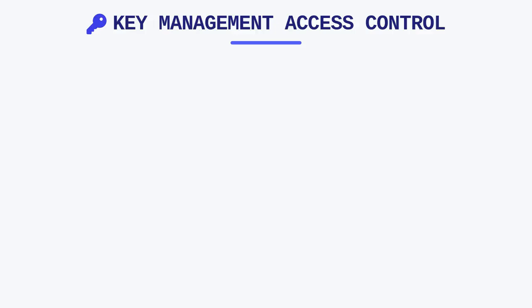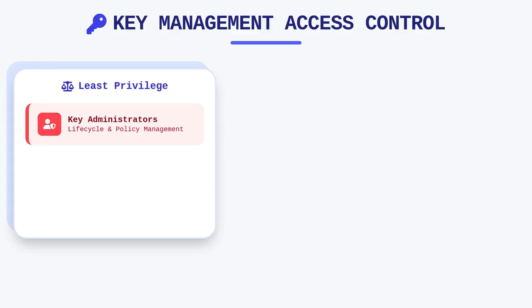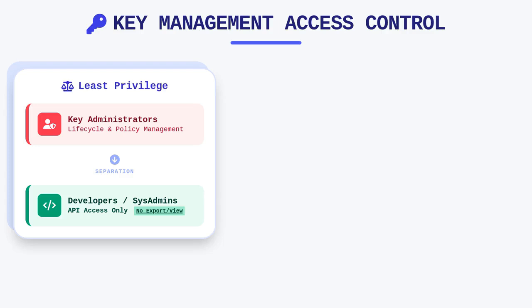Access control within your key management strategy must strictly enforce the principle of least privilege, specifically by ensuring a separation of duties between key users and key administrators. Application developers and standard system administrators should never have the capability to export, view, or rotate master keys manually. Their access should be restricted to calling specific encryption or decryption APIs.